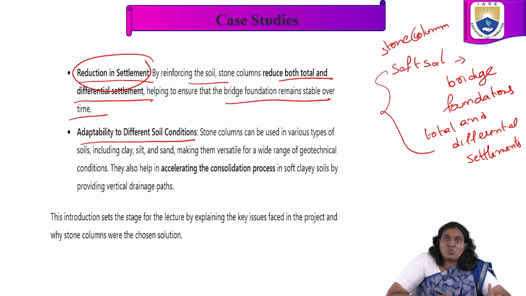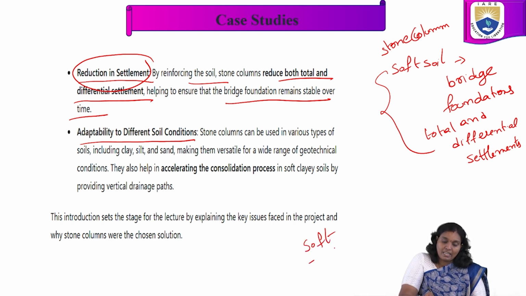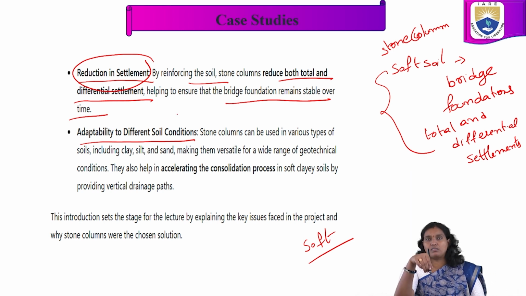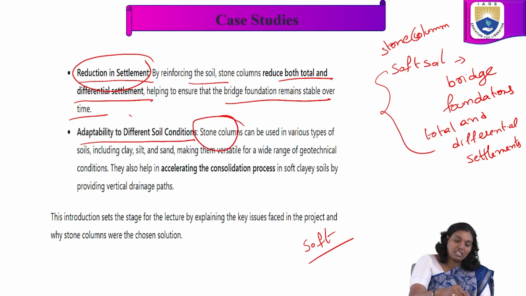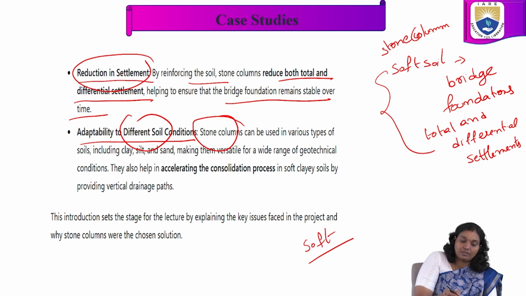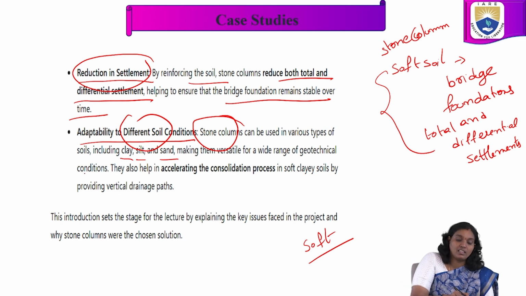Stone columns can be used in various types of soils. We may choose this technique not only where the soil is soft; this adaptability is there for stone columns. This ground improvement technique can also be used in different soil conditions. So we may use various soils, including clay, silt and sand, making them versatile for a wide range of geotechnical conditions.